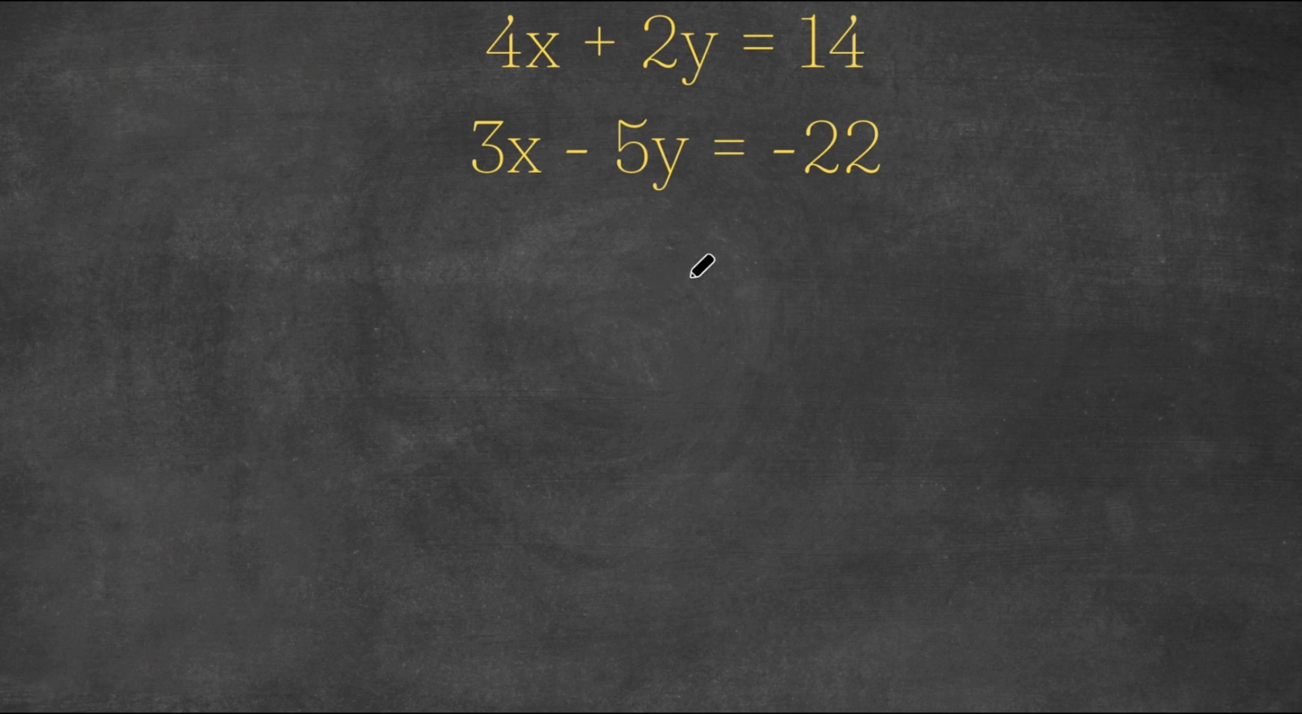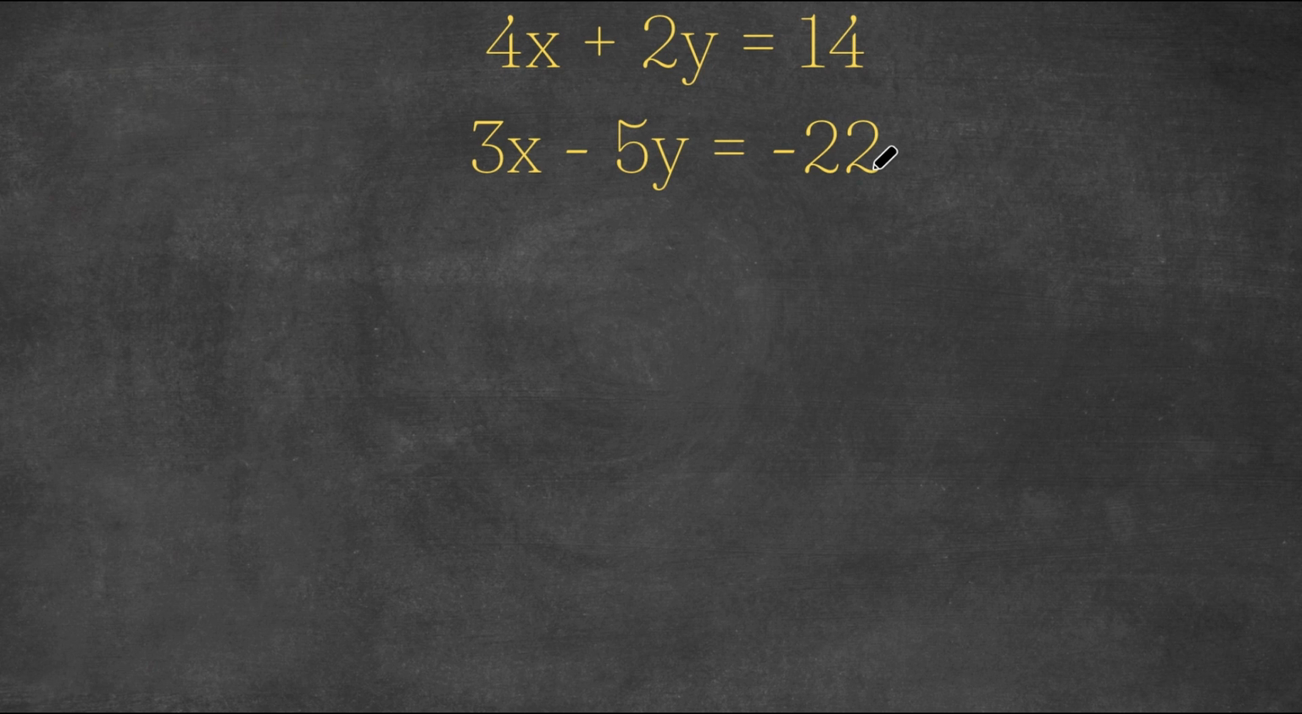In today's video, I'm going to be teaching you guys how to solve a system of equations using the elimination method. So right here we have our system of equations, our first equation being 4x plus 2y is equal to 14, and our second equation being 3x minus 5y is equal to negative 22.